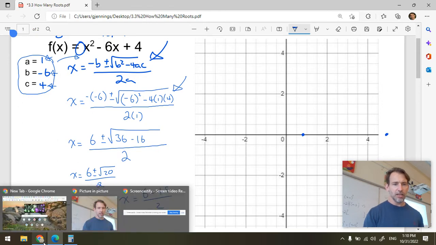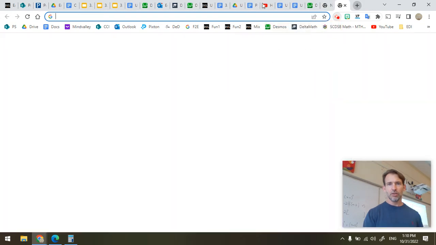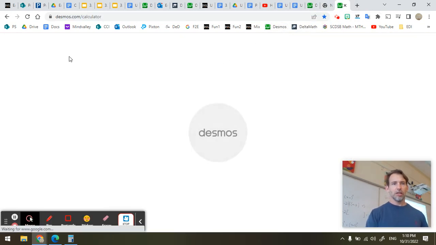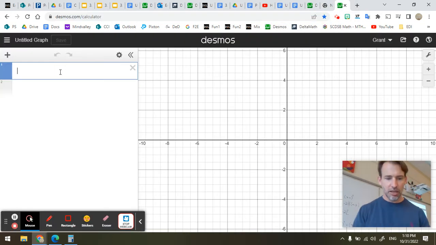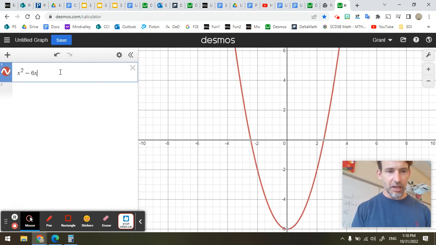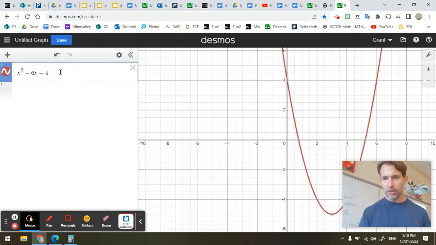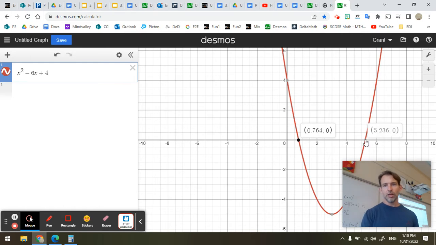So let's take a look at it in Desmos to see if that matches what we're seeing there. So let's go to Desmos here. And we're just going to dump it in. X squared minus 6x plus 4. Yeah, there it is. So there are the roots that we found. A little bit less than 1 and a little bit more than 5.